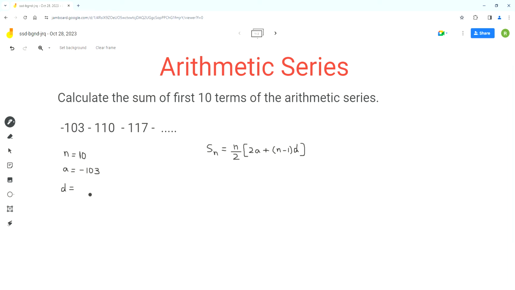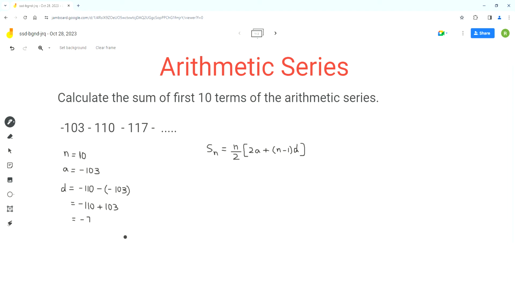The common difference is calculated by subtracting the first term from the second term, or the second term from the third term. If we use the first and the second term, the common difference is negative 110 minus negative 103. Simplifying, it becomes negative 110 plus 103, because the two negative signs convert into a positive sign. Combining these numbers, we get negative 7.